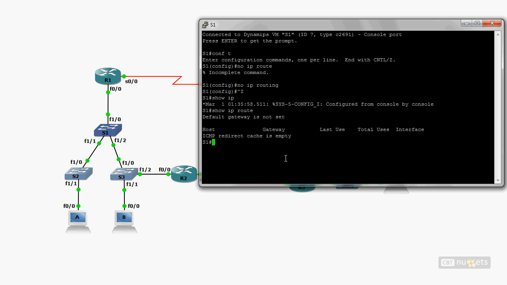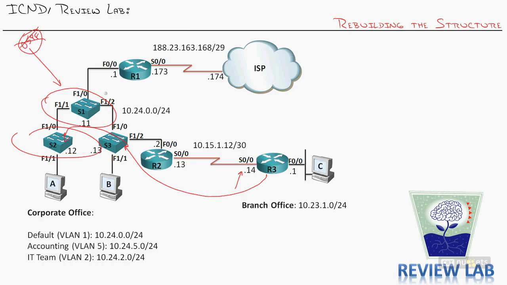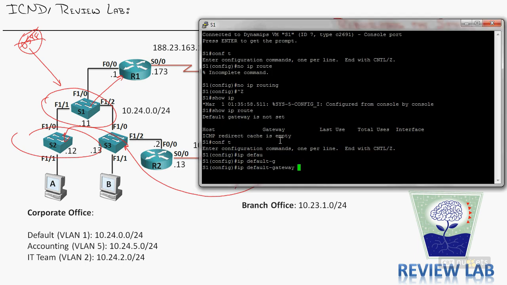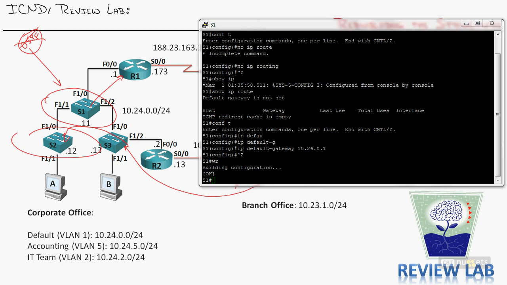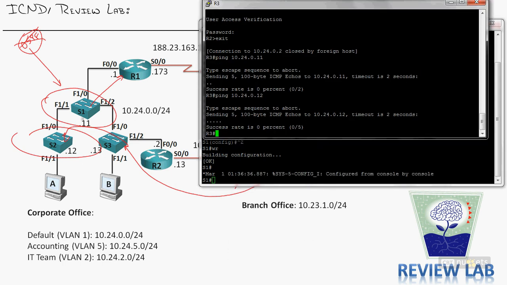So what we're going to have to do is make this thing just like a switch. Go in and type in ip default-gateway. Let's say switch 1 is going to use router 1 as its default gateway. So I'll do ip default-gateway 10.24.0.1, which says anything that you don't know about, switch, go ahead and send it over to router 1. And now let's give it a whirl. Let's come over to router 3 and try pinging 10.24.0.11, which is switch 1, a second time.